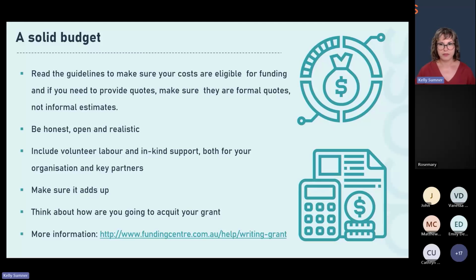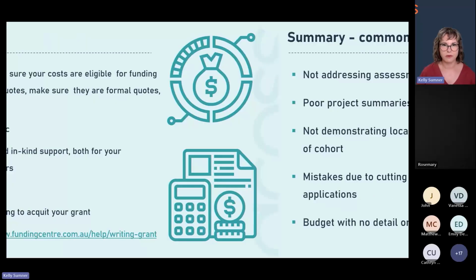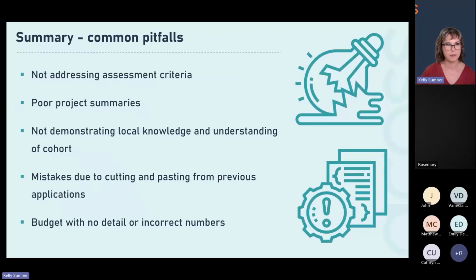So really quickly, because I can see that we are starting to run low on time, I'm just going to highlight some pitfalls that we hope that you have learnt strategies to avoid. Failure to address assessment criteria is the biggie. Having unclear or vague summaries is a real problem. Not understanding your local community or its need. Mistakes cutting and pasting from previous applications is a big one, and you might think that it will save you time to do that, but it is a bit of a trap.